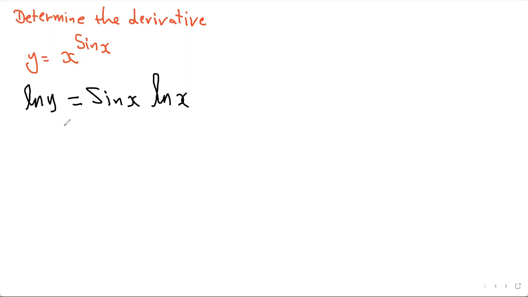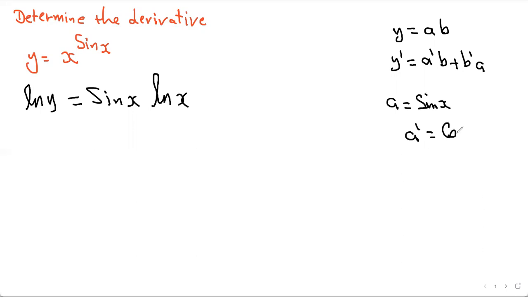Now we got to take the derivative of this with respect to x, but here we have a product rule right here. And the product rule is if y equals ab, a times b, then y prime would be a prime b plus b prime a. And therefore here we'll call a as sine x, and therefore a prime would be the derivative of sine is cos x. And b is ln x, and the derivative b prime of ln x is just 1 over x.